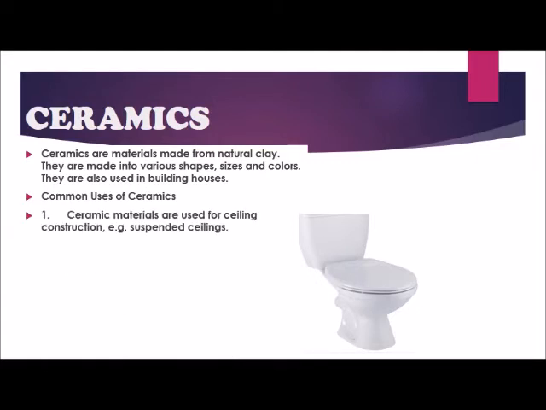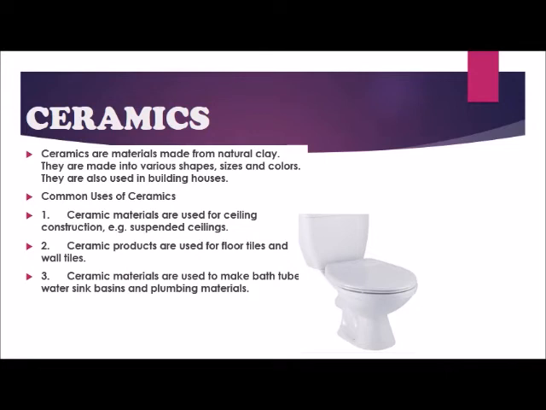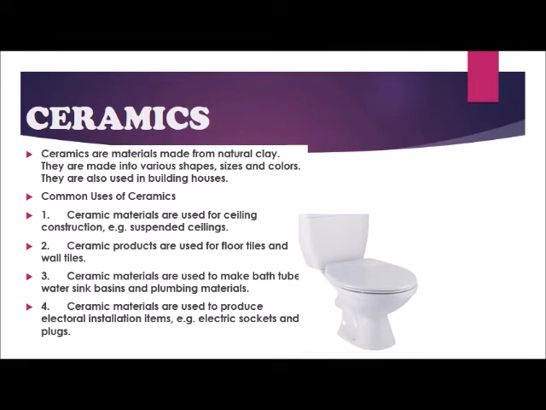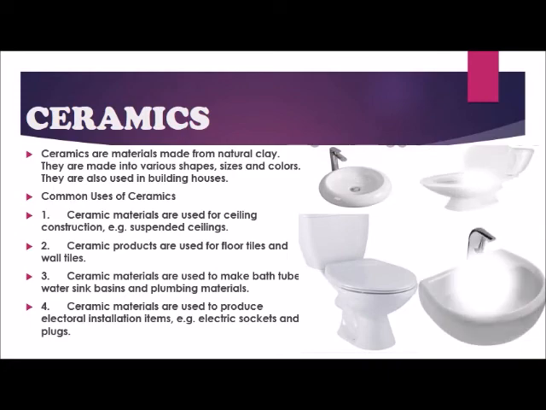Ceramic materials are used for ceiling construction, e.g. suspended ceilings. 2. Ceramic products are used for floor tiles and wall tiles. 3. Ceramic materials are used to make bathtubs, water sink basins, and plumbing materials. 4. Ceramic materials are used to produce electrical installation items, e.g. electric sockets and plugs. At the right-hand side is a display of ceramic products.